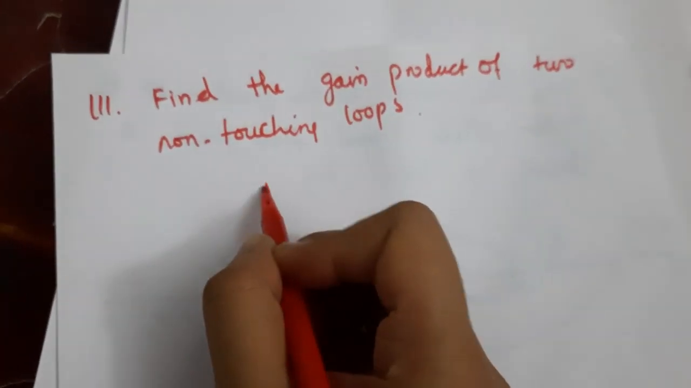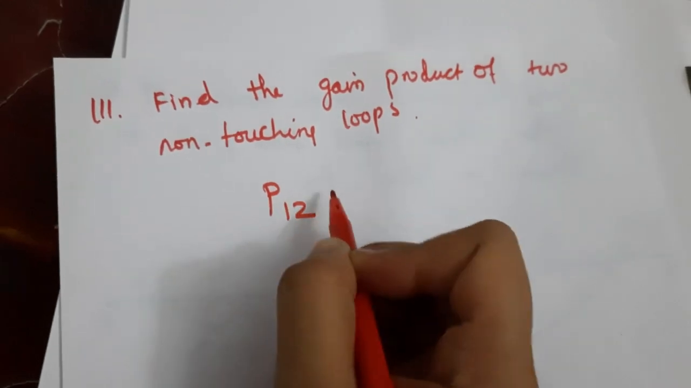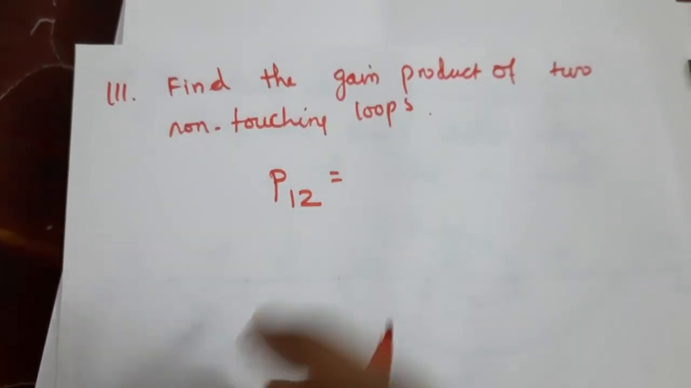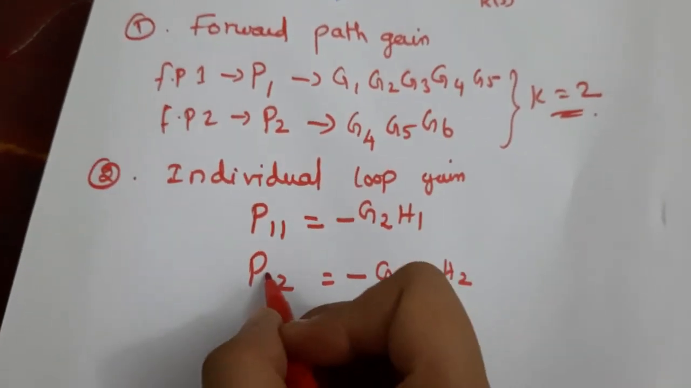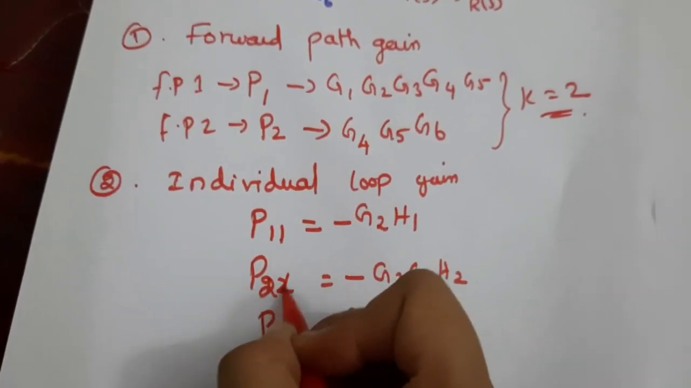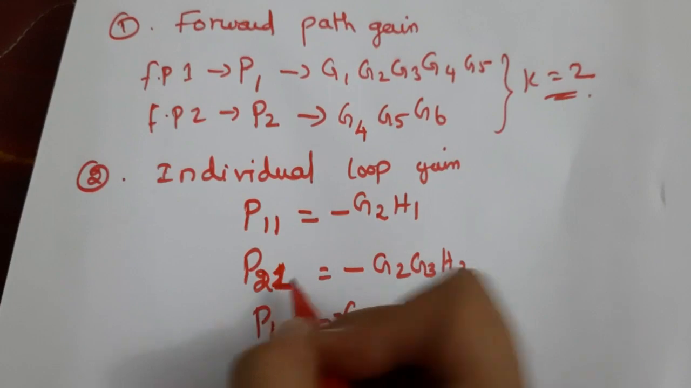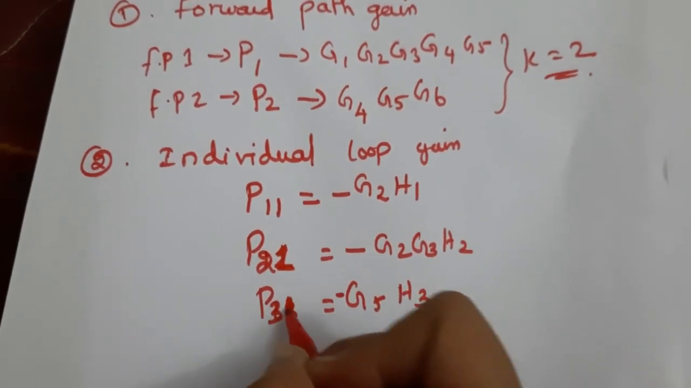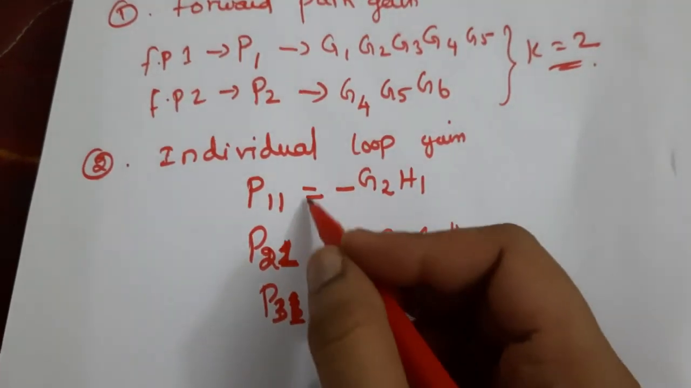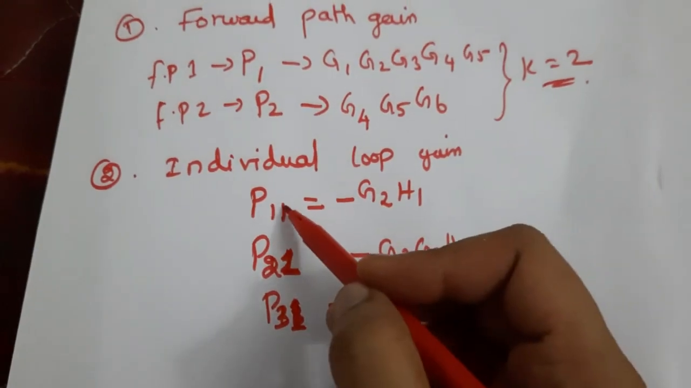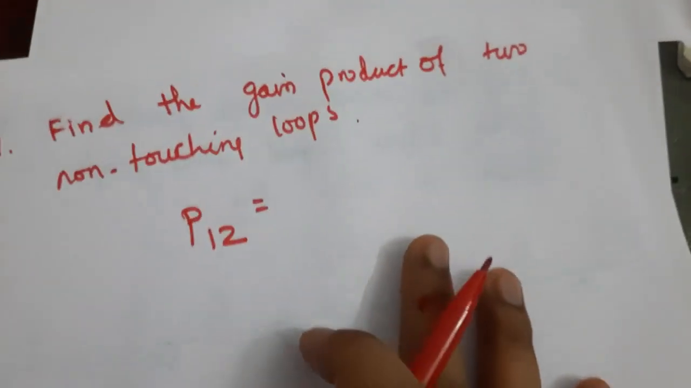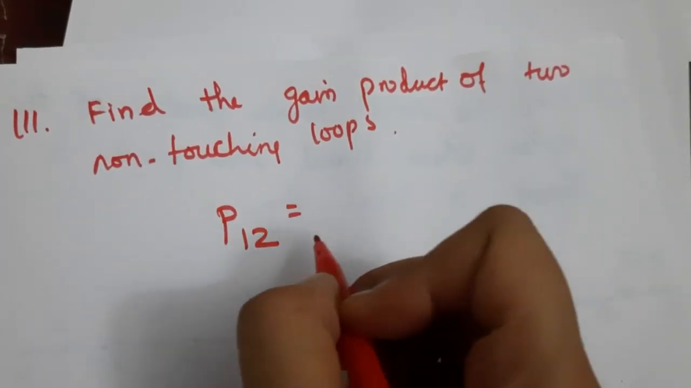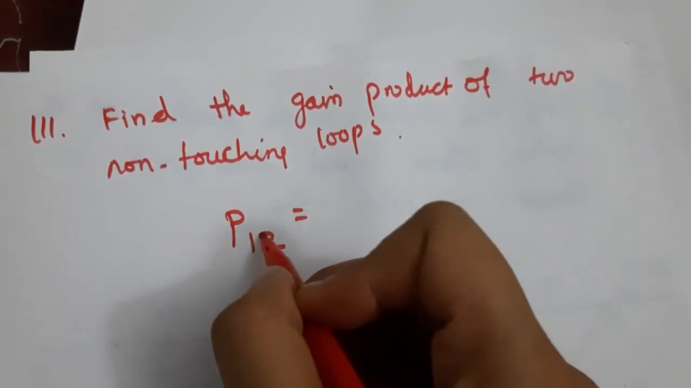For that we consider it as P12. Here we mention this as P11, sorry, this one is P21, this one is P21, this one is P31. All are P1, the individual loop gains, and to find the gain product of two non-touching loops we write P2.